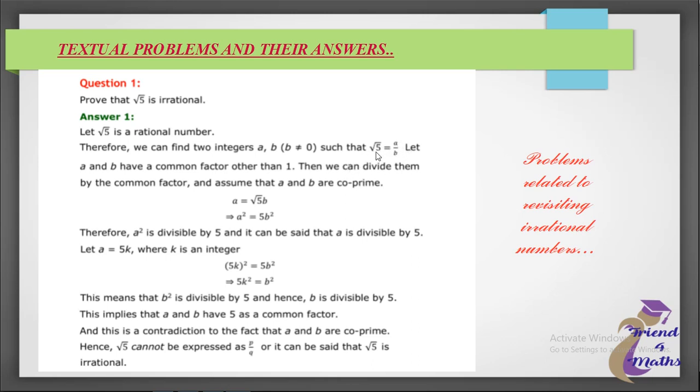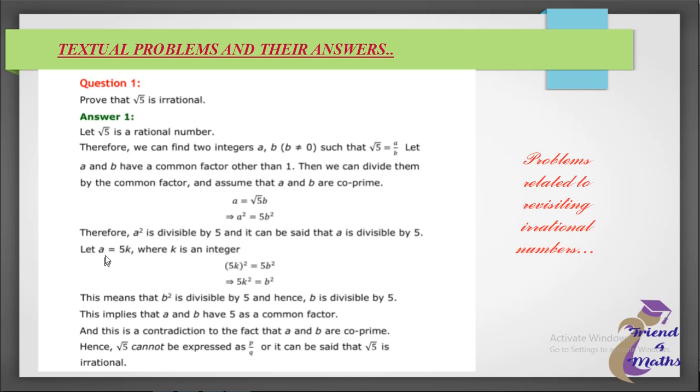Now we have root 5 is equal to a by b, that is a is equal to root 5 b, and squaring both sides we get a square is equal to 5 b square. From this we can know that a square is a multiple of 5, that is 5 divides a square. We have a theorem that if 5 divides a square, then 5 divides a also. If 5 divides a, that means 5 is a factor of a.